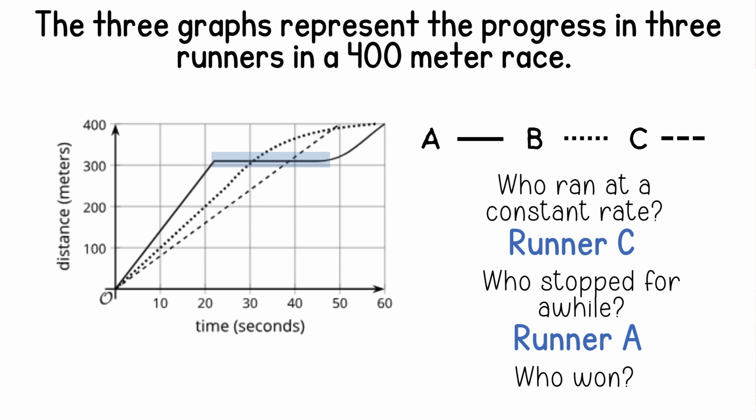Now let's decide who won. We know that the race was 400 meters long, so we need to determine who reached the distance of 400 the quickest. This point here shows us who hit the 400 mark first. It's a really close tie between runner B and C, but runner C, or the dashed line, hit that 400 mark first, so they were the winner.